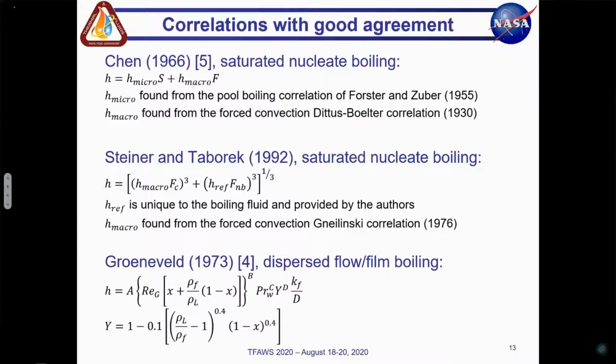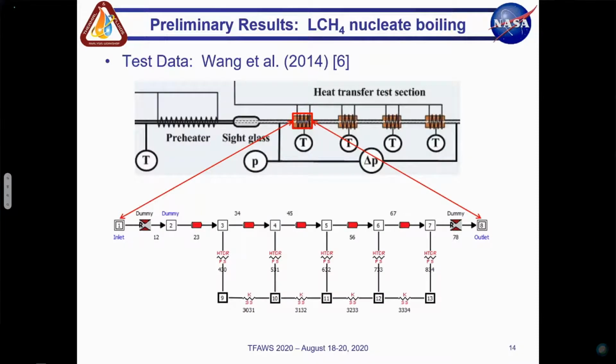So here, before I show some of the example test cases that I've done, here are the three equations that I will be using in the graphs. The top two here, Chen and Steiner, are nucleate boiling correlations. Now, in my work at Georgia Tech, I'm currently investigating 16 different correlations. But these two so far, and again, this work is ongoing, so I haven't analyzed all of the test cases and I haven't used all of the correlations yet. But of the ones that I've tested, these two have shown to be very good. And so I've included them here. And at the bottom, there is Groeneveld, which is a dispersed flow boiling regime correlation, which I've also tested, and also shows good agreement.